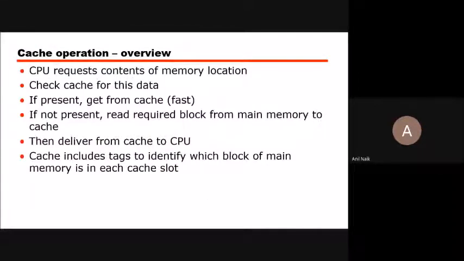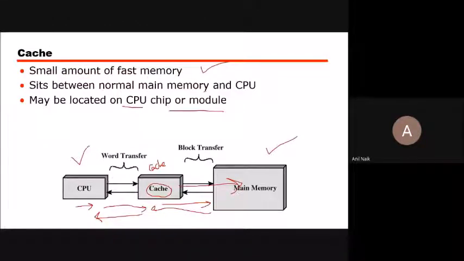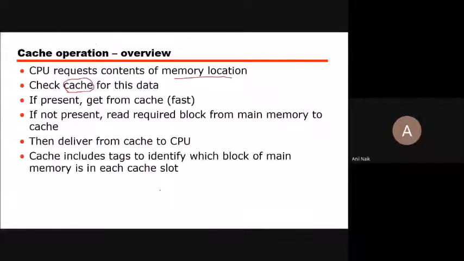The CPU requests the contents of a memory location. Check the cache memory for this data. First, it will check the cache memory because the cache memory is near to the CPU. So first, it immediately checks the cache memory. If present, get the data from the cache. So that is a faster response. If it is present, the response will be faster, right?